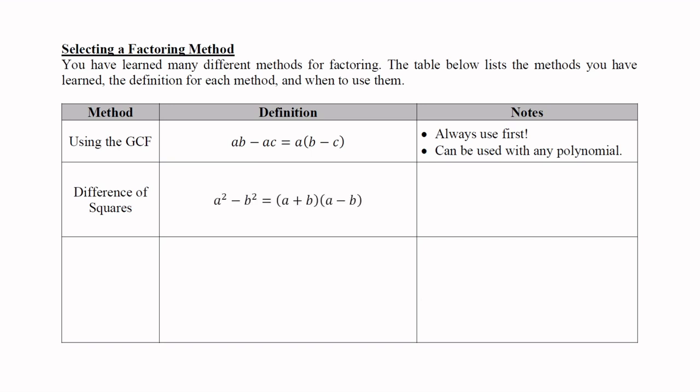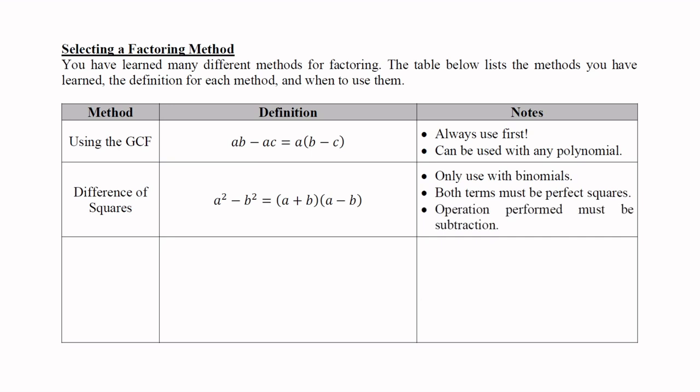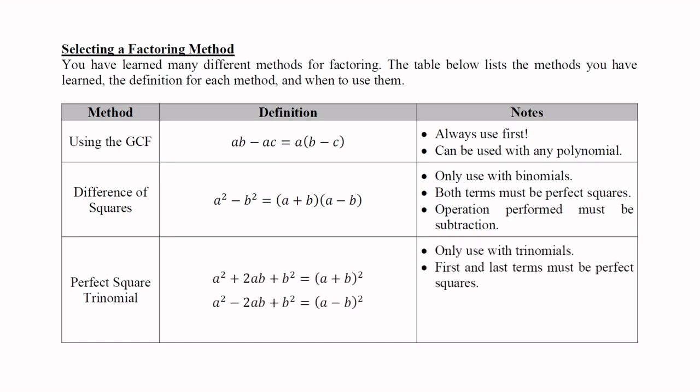Difference of squares only works when you have binomials, when both terms are perfect squares and the operation being performed is subtraction. A perfect square trinomial, you're going to be looking for a perfect square for the last and first terms, and the middle term being 2 times the square roots of your first and last terms.